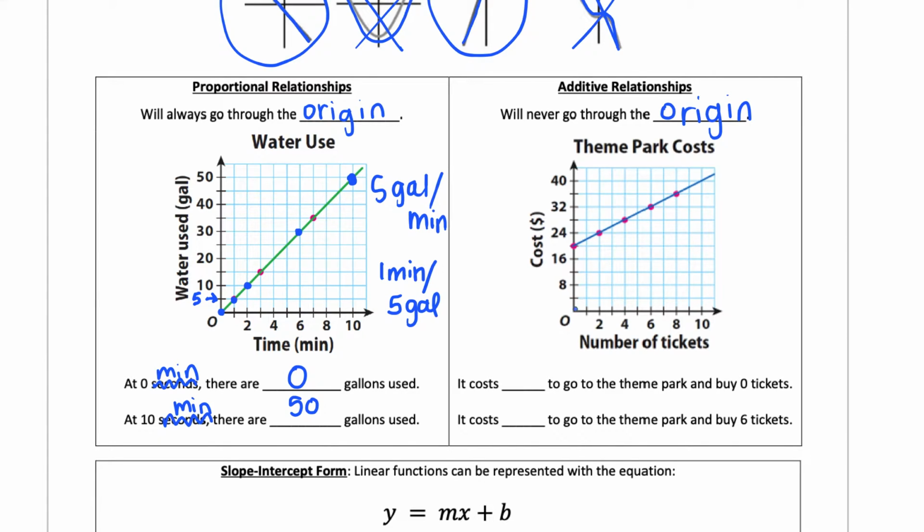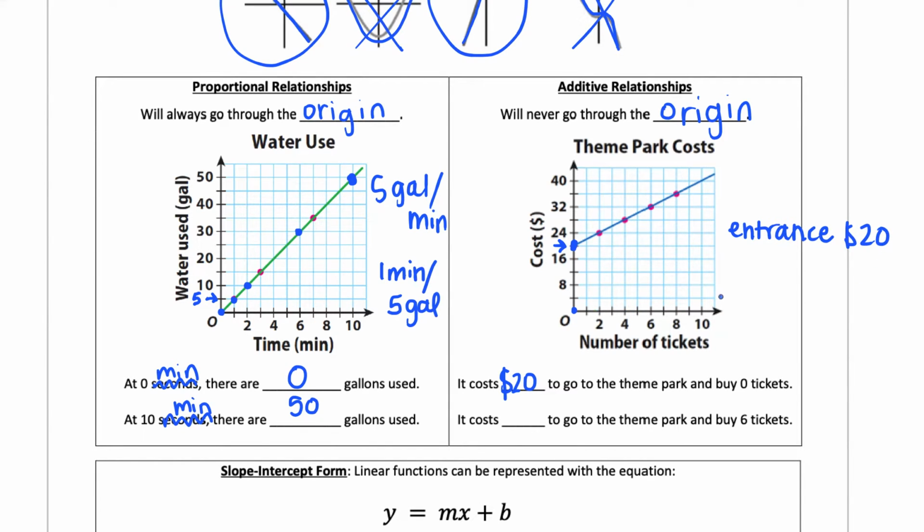In our next example of our additive relationship, we notice that it does not go through the origin. So that means that at the number of tickets being 0, so you haven't bought any tickets, to just enter this theme park, you're already paying this amount because at number of tickets is 0, we are already above 0. So the cost is somewhere between 16 and 24 on this y-axis. So somewhere between there is going to be 20 because it's right on that line. So we're counting up in intervals of 4 here. So it costs $20 to go to the theme park and buy 0 tickets. So that means that the entrance fee here was just $20. So just to get in, you have to pay that.